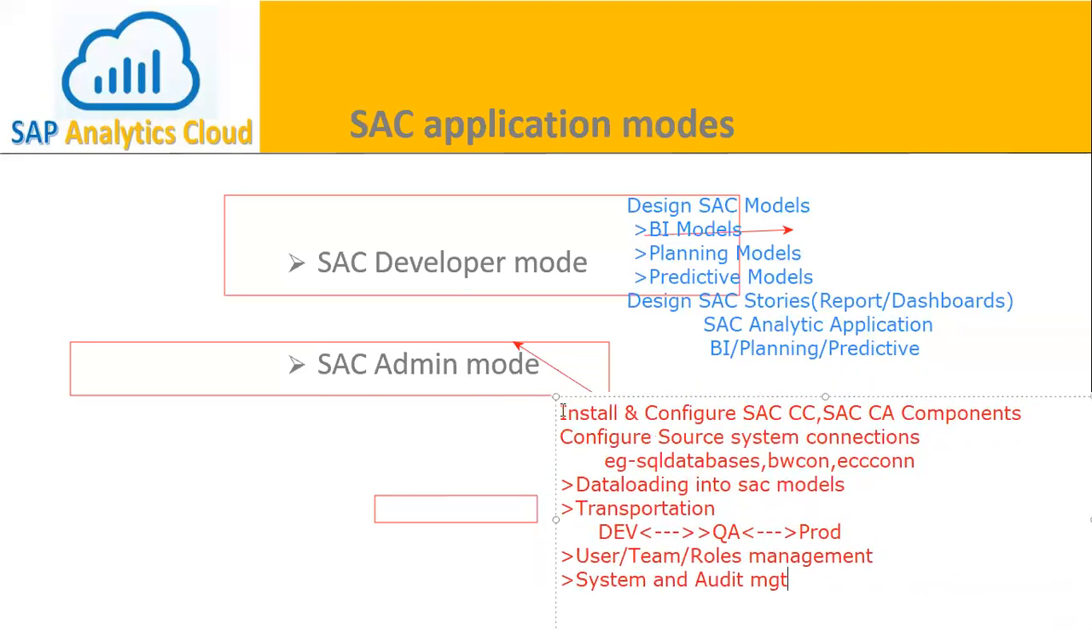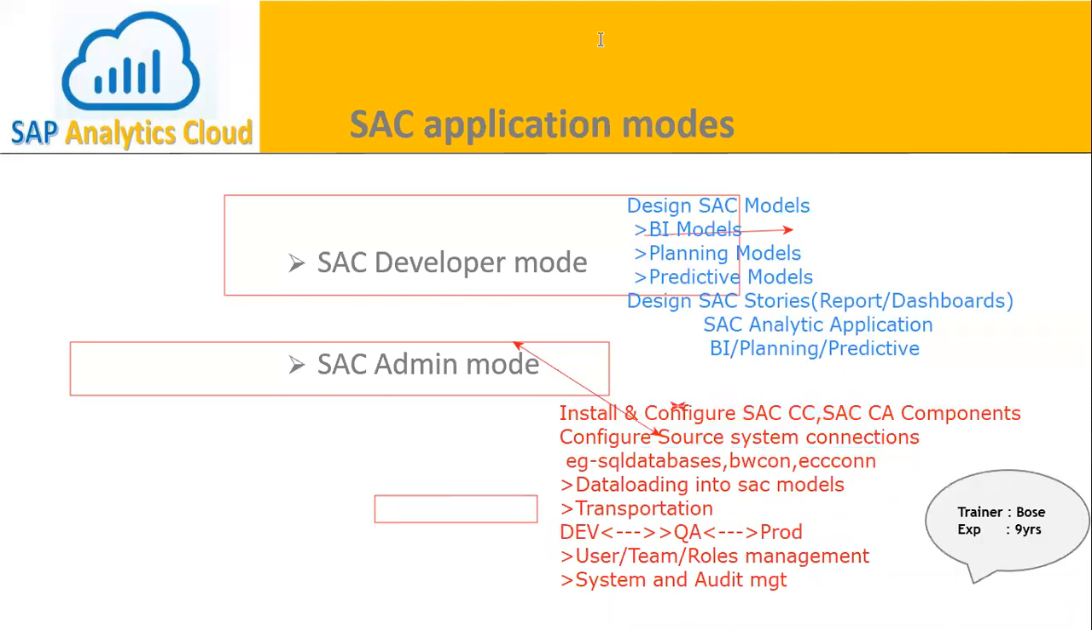But the first ones are not in our hands. These two will be managed by dedicated admin teams. If there are no admins available, then we have to pitch in as a developer. There is no separate job for developer and admin. In SAC there is only one job, which we call SAC consultant. Whenever it is required to implement admin activities, we have to work as an SAC consultant.